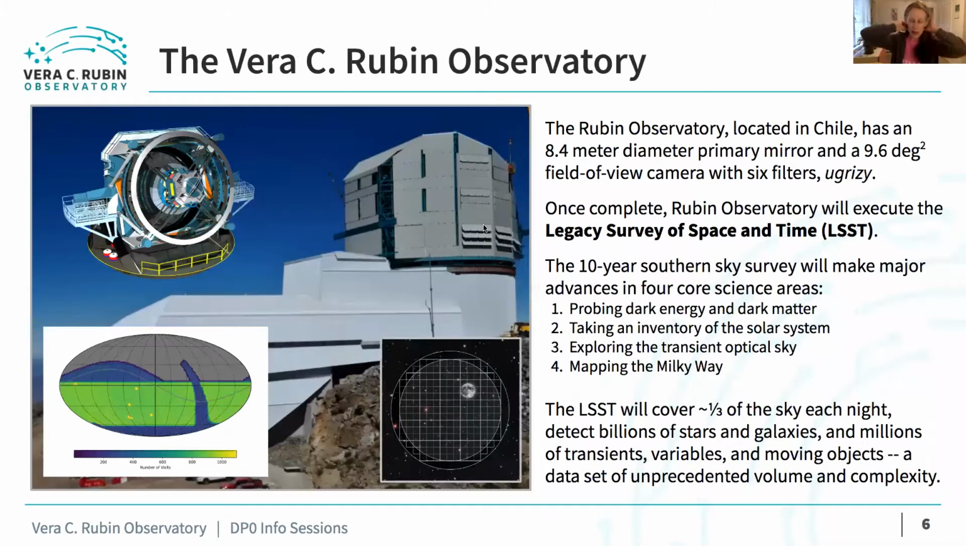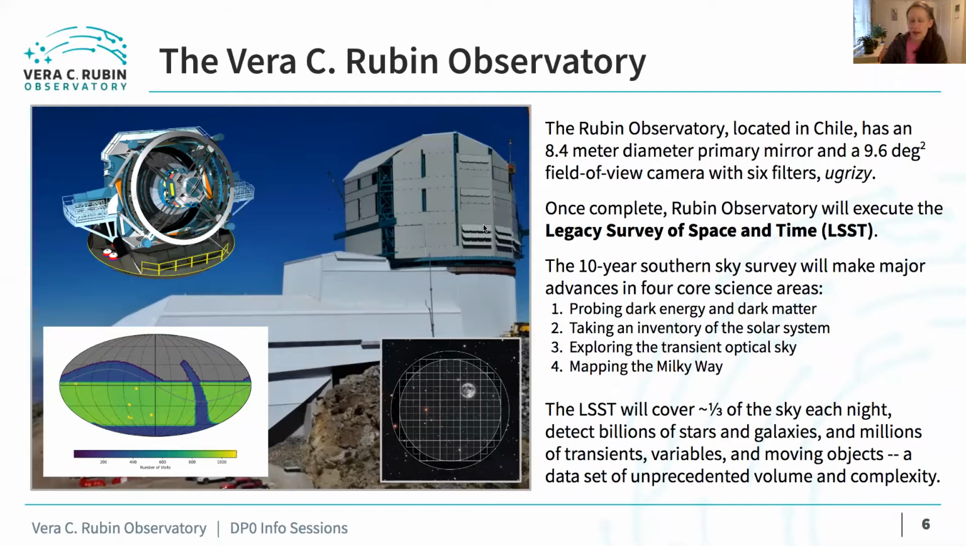So I just wanted to start with a little intro to what is Rubin Observatory in case you're very new. So Rubin Observatory is currently being built in Chile. It'll have an 8.4 meter diameter primary mirror and a 9.6 square degree field of view camera with 6 filters: U, G, R, I, Z, and Y. When it is built, the Rubin Observatory will do the Legacy Survey of Space and Time. It's the new acronym for the LSST. And that's a 10-year Southern Sky survey that will make major advances in probing dark energy and dark matter, taking an inventory of the solar system, exploring the transient optical sky, and mapping the Milky Way.